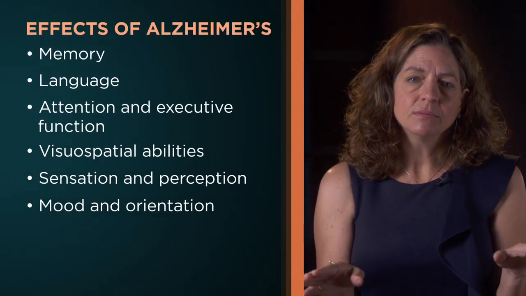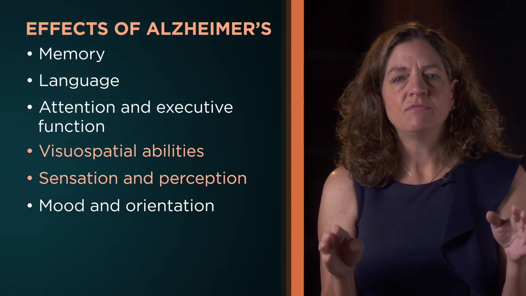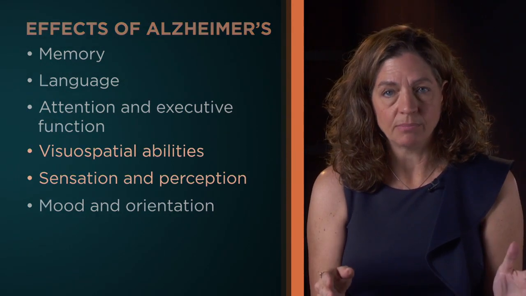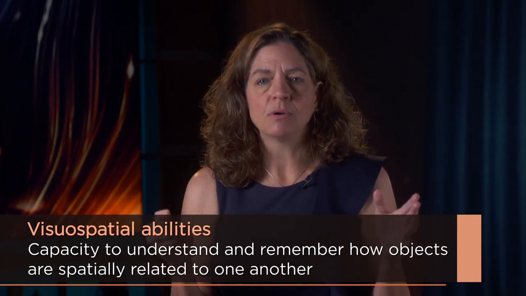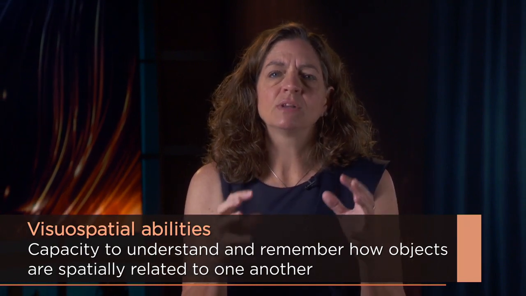The next category of symptoms that Alzheimer's patients face is that of visuospatial and sensation and perception problems. Recall that visuospatial abilities refer to the capacity to understand and remember how objects are spatially related to one another. Someone with these types of deficits may not be able to find their way from one location to another. They may also have problems reading maps or distinguishing left from right. Basic vision problems, especially in the perception domain, directly affect things like reading, judging distances, determining color, and seeing contrast.